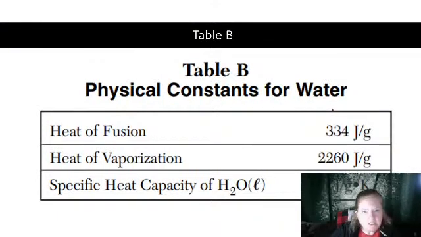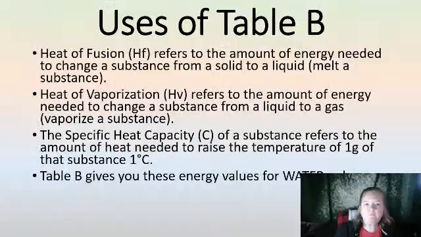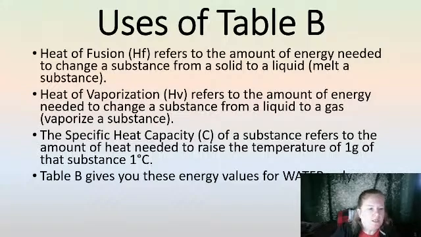Table B, fairly straightforward, lists the physical constants for water only. If you are asked to find heat of fusion, heat of vaporization, or specific heat capacity for something other than water, you have to be given that information. You either have to be able to calculate it because you're given everything else in the formula, or you simply have to be given it in a data table or in the reading of the question. Heat of fusion is the heat needed to change 1 gram of a substance from solid to liquid.